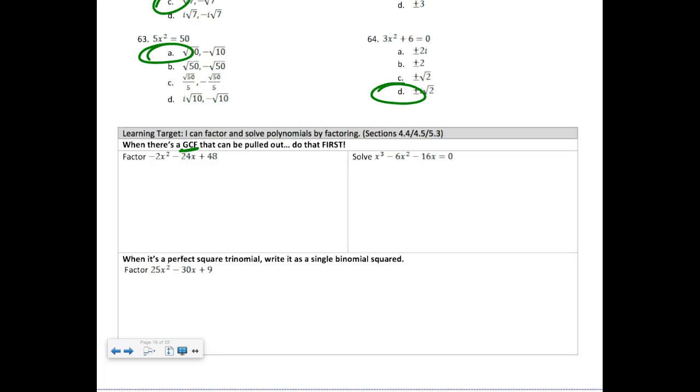So if I look at this one, it says factor, so what do I see I can take out of all three of these? They're all divisible by 2, but yeah, we want to take out a negative. Never ever leave with a negative. So I'm going to take out a negative 2. When we do that, I'm going to be left with x squared plus 12x minus 24. Are there two numbers that multiply to negative 24 and add up to positive 12?